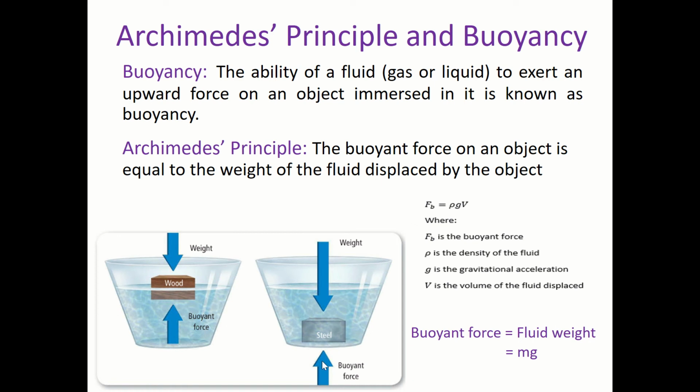So if the buoyant force, which is the upward force, is the same, then why does steel sink but wood floats? Here's the thing. Which one has a bigger weight, the steel or the wood? If they both have the same volume, then the steel must have a bigger weight than the wood. So in the case of the steel, the weight is bigger than the buoyant force. But for the wood, the weight is equal to the buoyant force. So that's why the wood will float, but the steel will sink.